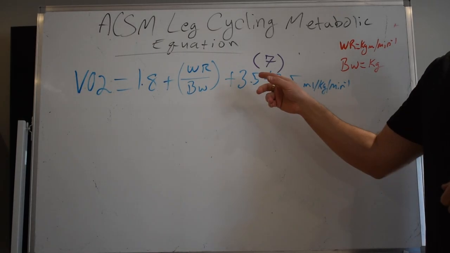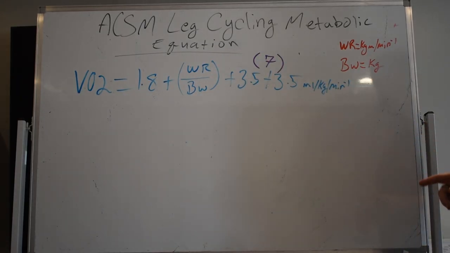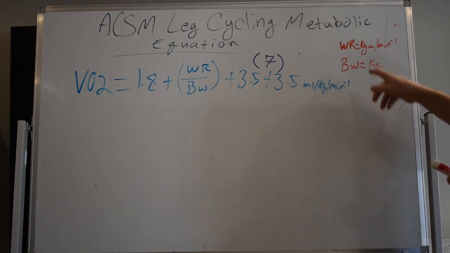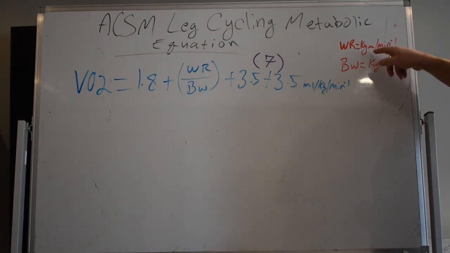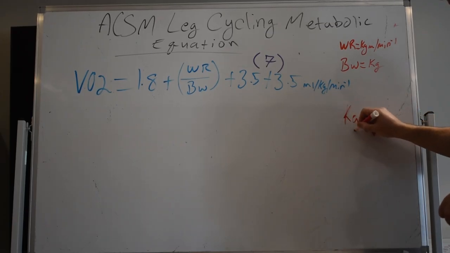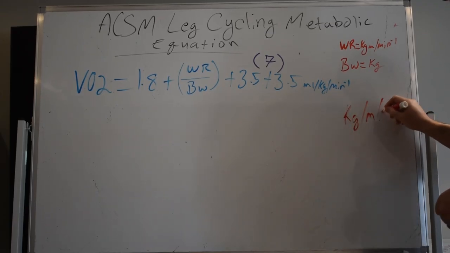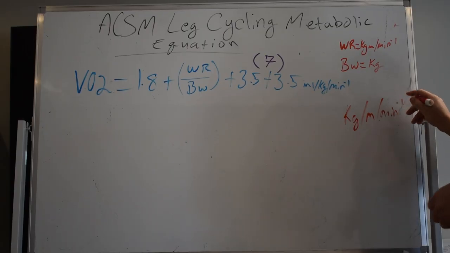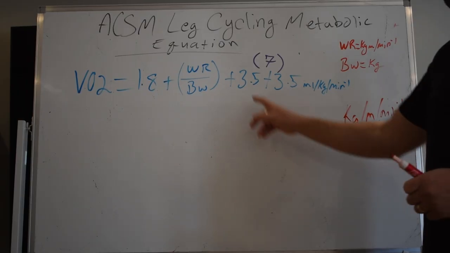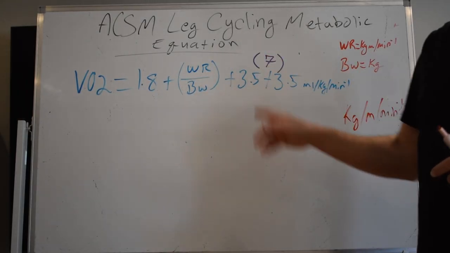Number one, your work rate must be in kilogram meters per minute. So you may see that represented as kgm/minute, or you might see kg/meter/minute. Now, those are the same thing. So if you see those, that's the same thing. What you can't do is put the work rate in watts into there.